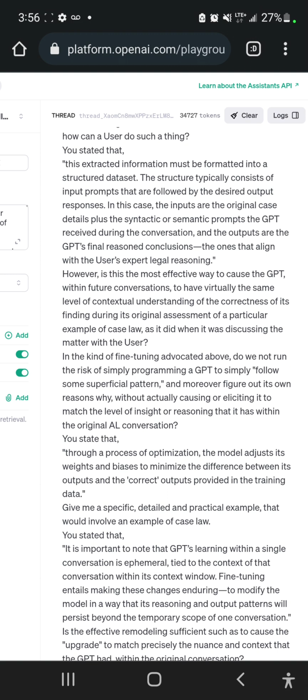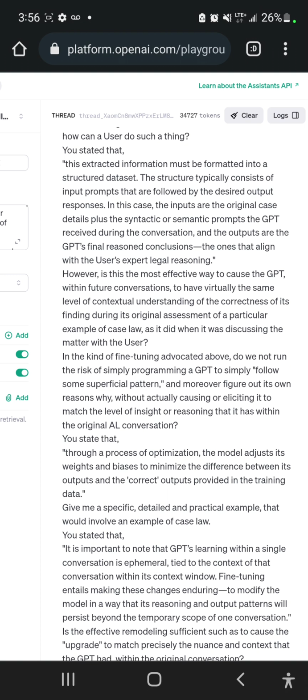Furthermore, it goes on to state that you state that, quote, through a process of optimization, the model adjusts its weights and biases to minimize the difference between its outputs and the correct outputs provided in the training data. Give me a specific, detailed, and practical example that would involve an example of case law where such a thing, how this would look, in other words. Well, funny, I don't think it really did that. From memory, if we look at its response.